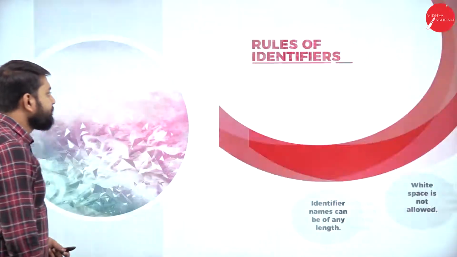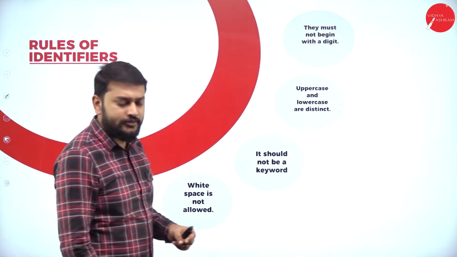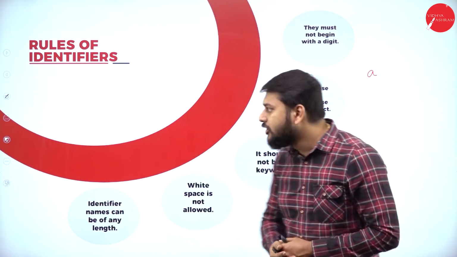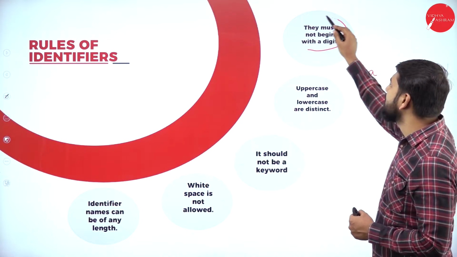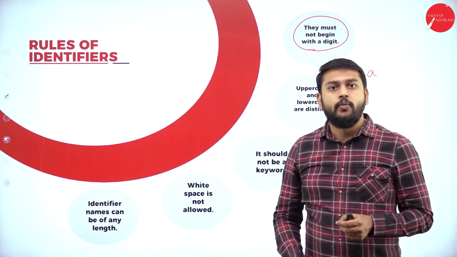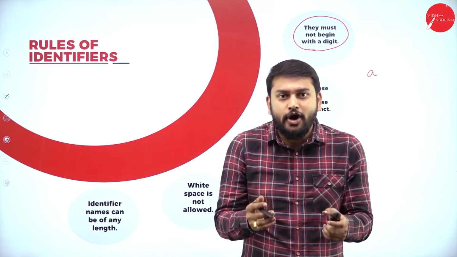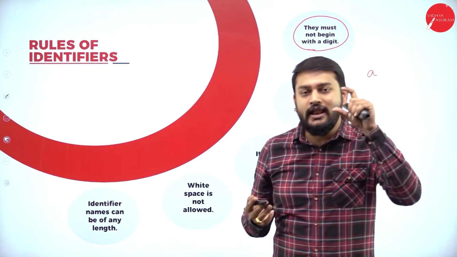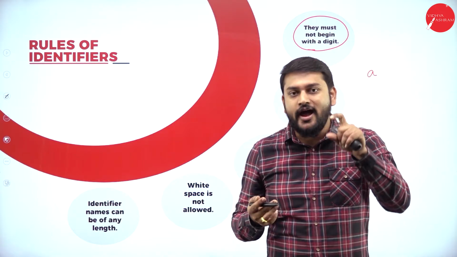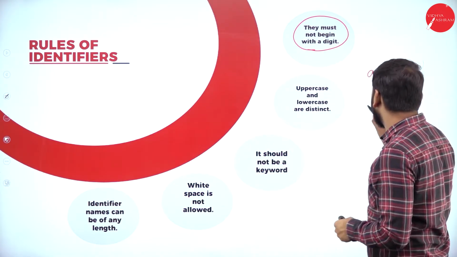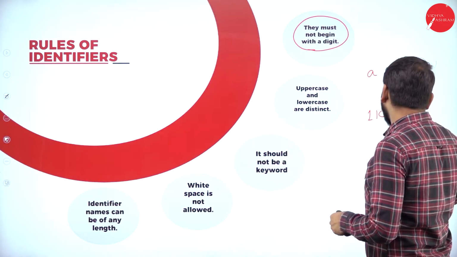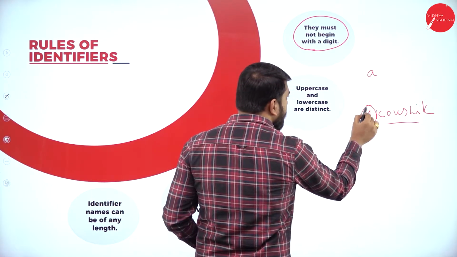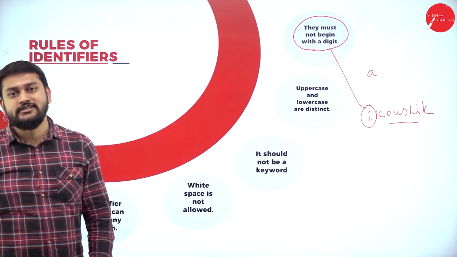All right, moving forward, rules of identifiers. Very important rules that you need to remember. Let me start with the first one. What exactly is the first one that I have? They must not begin with a digit. I cannot name my name like 1 Kaushik. I cannot start like that. The letters should be there, I should not have the digit. Can I have my name like this? No, obviously not, right? So I'm not supposed to start with a digit. That is the first rule.